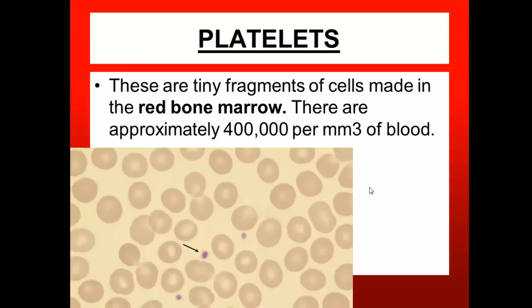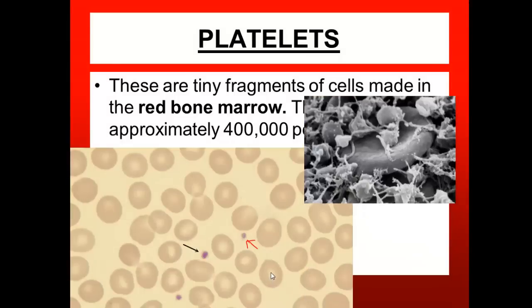Final little point on this video are about the platelets, and these platelets are tiny fragments of cells. They're made in the red bone marrow, and they're approximately 400,000 per millimeter cubed of blood. And you can see just on this image here, their sort of size. They are, as I say, cell fragments. There was one there. And their role is simply to clot blood.